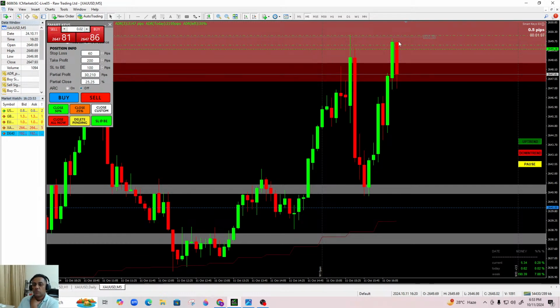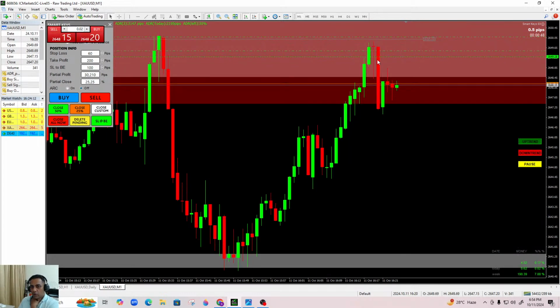But this candle has no top wick. So generally when a candle has no top wick, either the same candle or the next candle or the one after that comes back up to grab liquidity from above that. Okay, that's what usually happens. So this candle has no top wick. You can see on the 1 minute as well, it has no top wick.